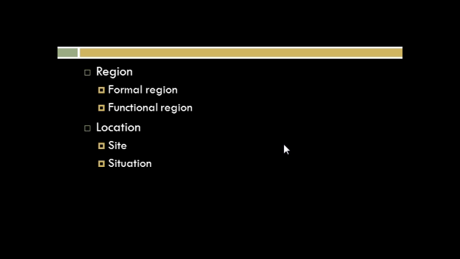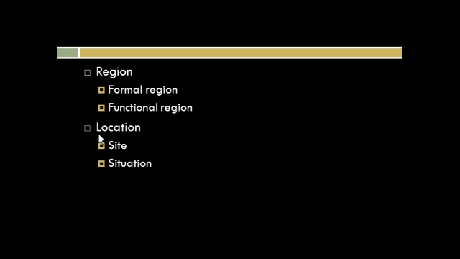We're going to talk about two really important aspects or concepts that are central to human geography. The first is region and the second is location. More importantly, we're going to define and differentiate two different types of regions. The first is called a formal region, and the second is called a functional region.